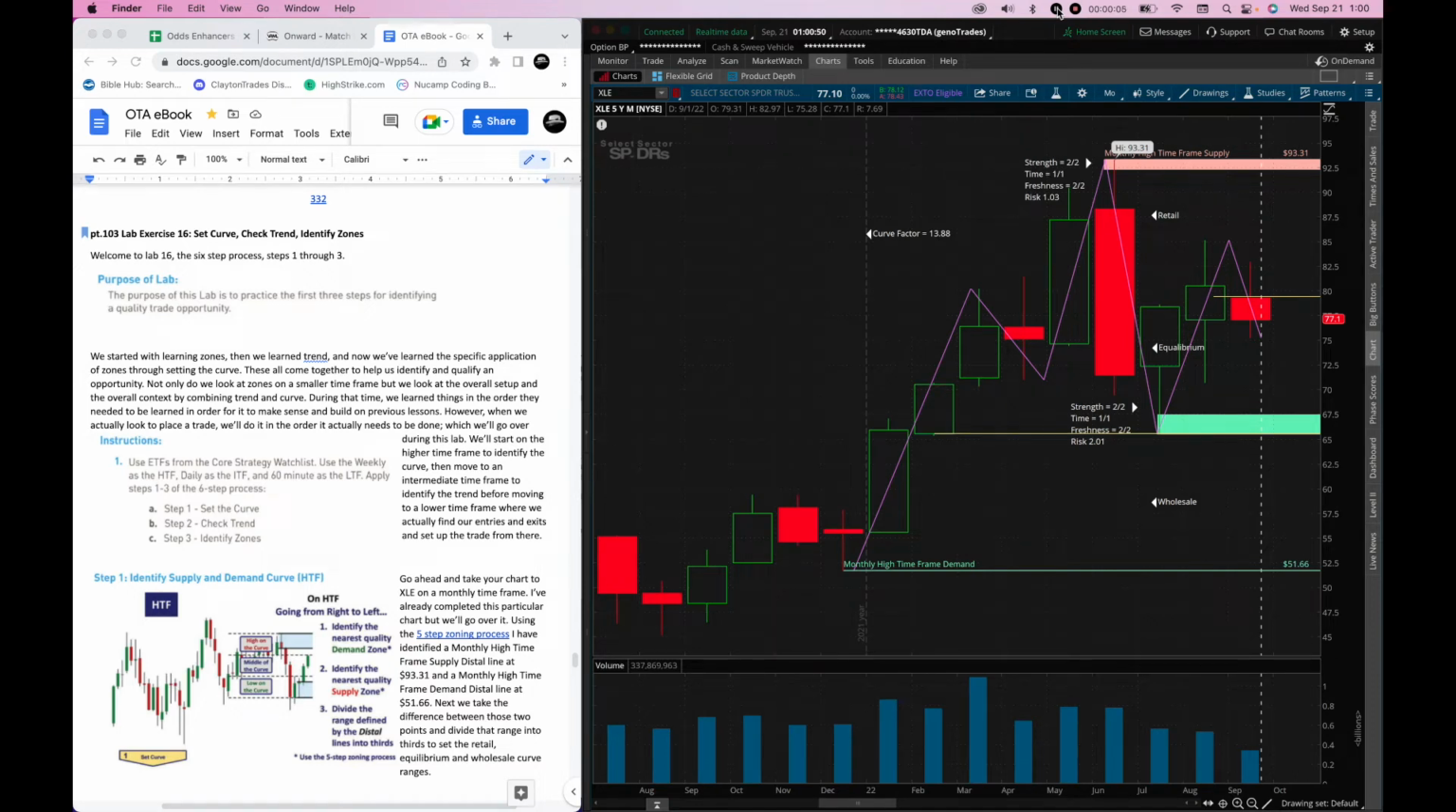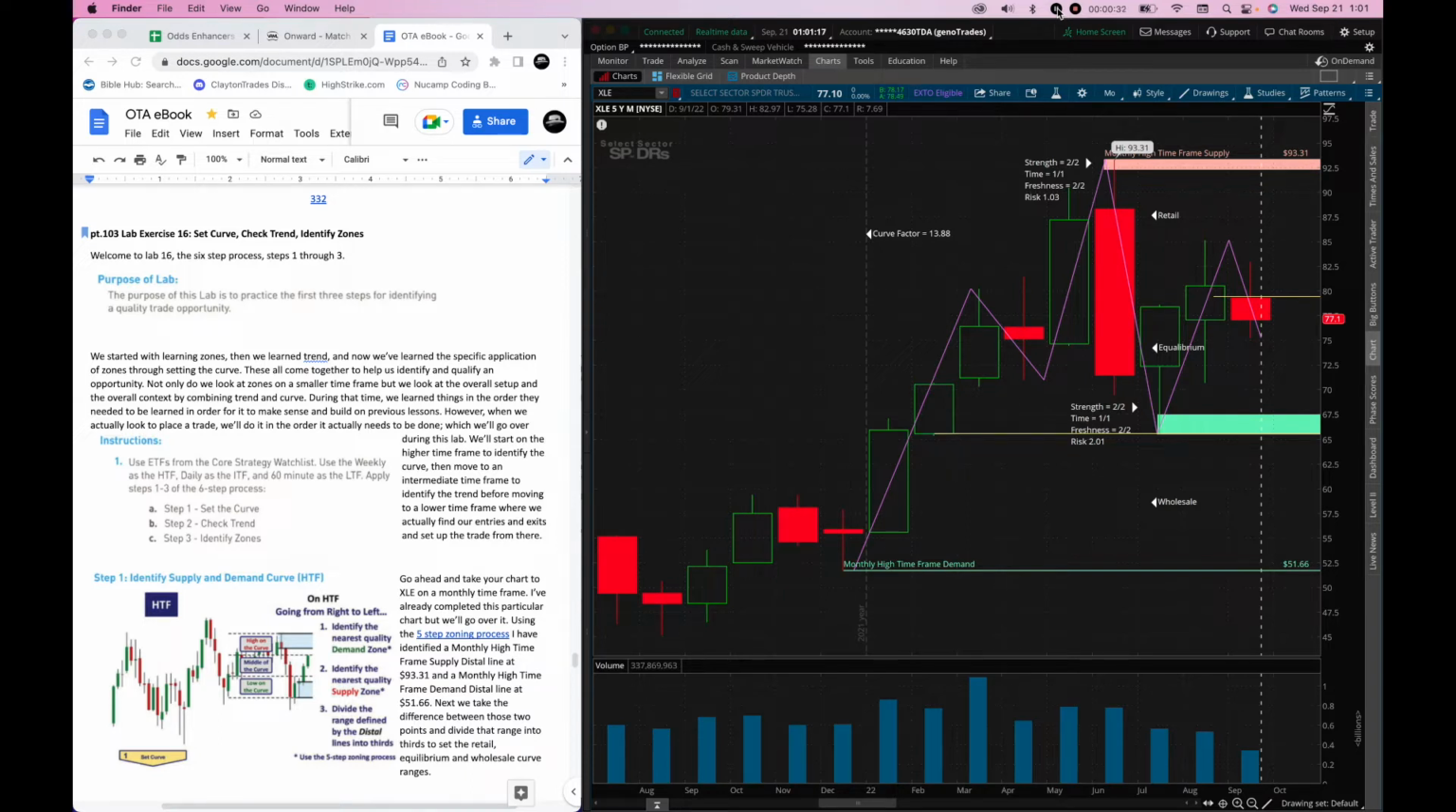Welcome to Lab 16, the 6-step process, steps 1 through 3. The purpose of this lab is to practice the first 3 steps for identifying a quality trade opportunity. We started with learning zones, then we learned trend, and now we've learned the specific application of zones through setting the curve. These all come together to help us identify and qualify an opportunity.